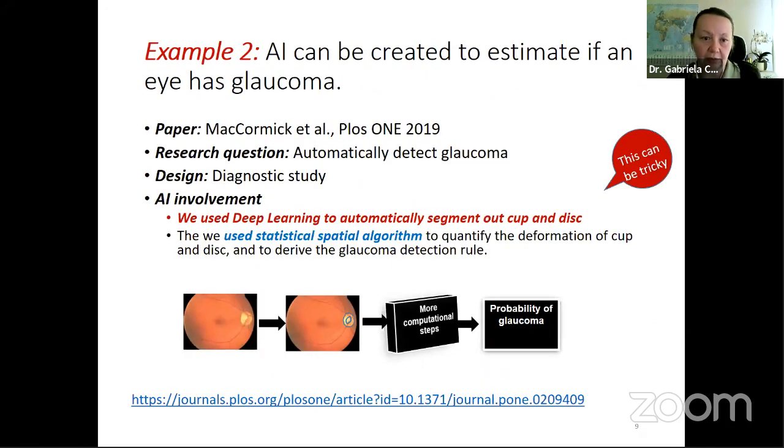The other example is something that I mentioned last week: AI can actually be used in diagnostic types of studies. So the design would be a diagnostic study, and the question would be, once we have an image of the retina, the color fundus image, how can we tell whether this belongs to an eye that has glaucoma? You can either use deep learning to do that in one step, or like we did in this study, process it in several steps, starting with segmentation, where we use deep learning, and then feature extraction, statistical modeling, and then we derived the probability of glaucoma.